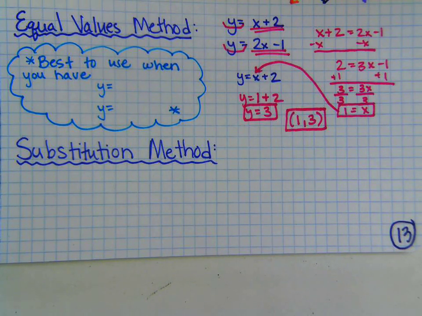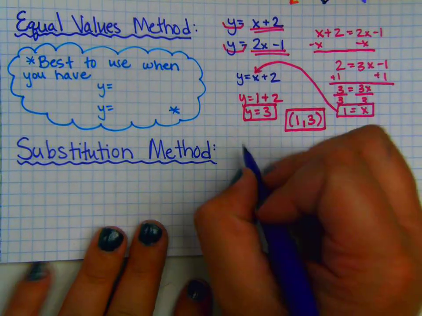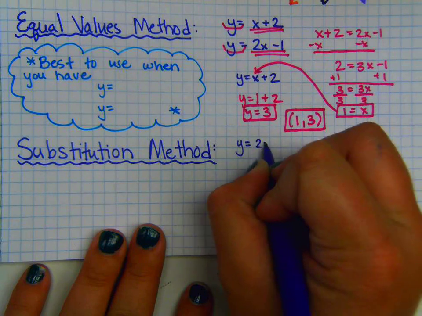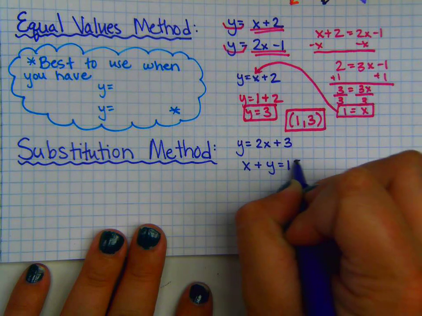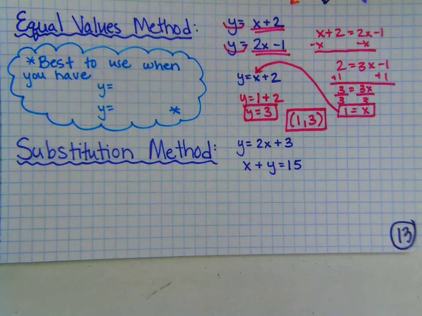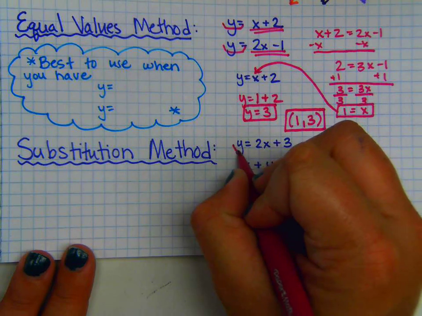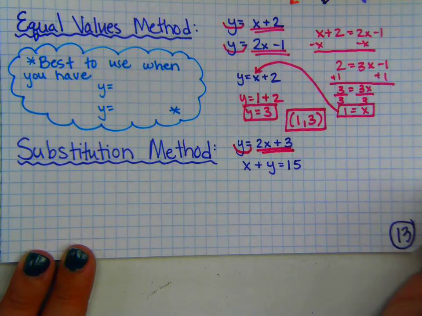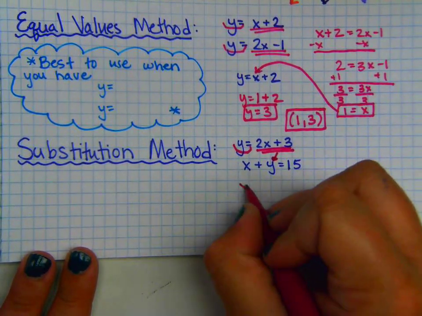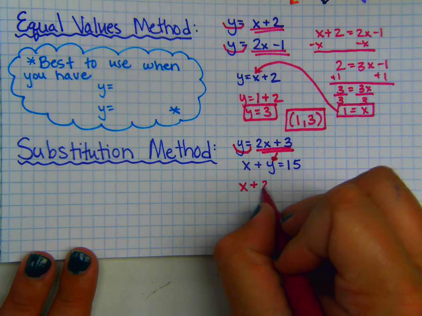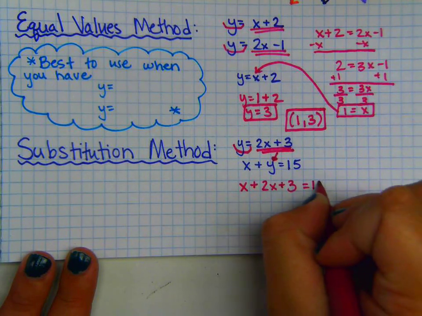Now, substitution method is best used when you have one y equals and one something else. So for example, we could have y equals 2x plus 3, and then x plus y equals 15. We're going to use substitution for this one because we have a y equals 2x plus 3. We're going to take that and substitute in for that y. That'll look like x plus what we have here, 2x plus 3, equals that 15.